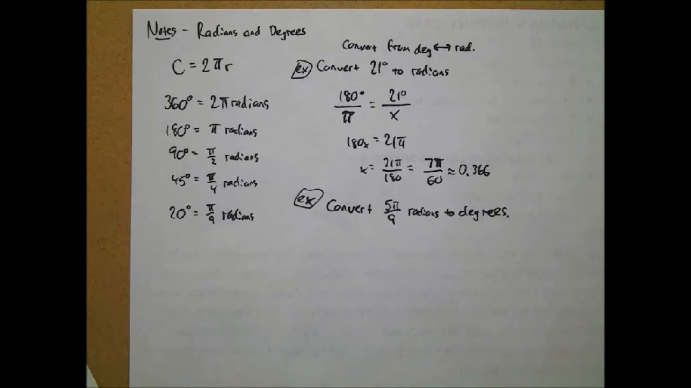All right, so 5 pi over 9 radians to degrees. So that is a number of radians. Now, a dead giveaway that it's a number of radians, okay, there's no degree symbol, right? So we're talking about an angle. We don't have a degree symbol. That means we are talking about radians then. Also, typically, radians have a pi in them somewhere, but not always.